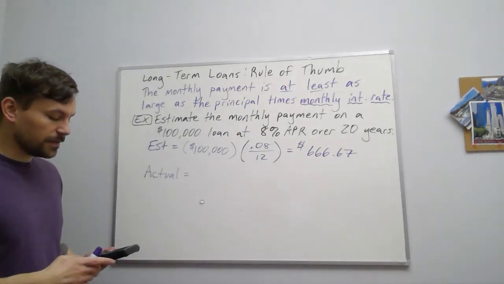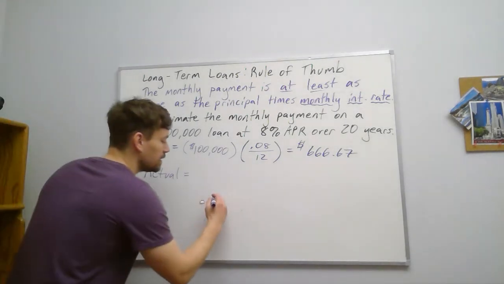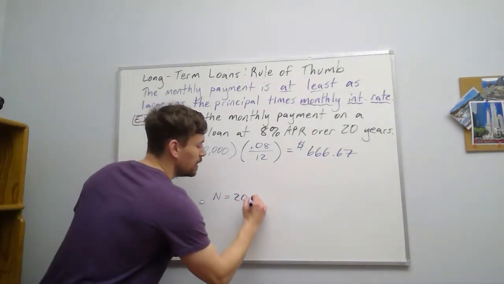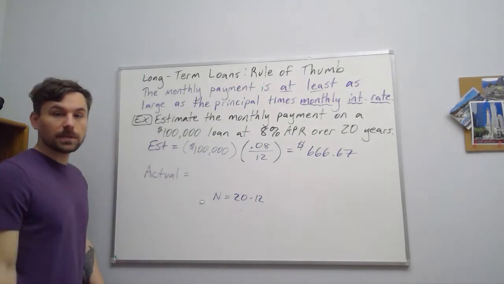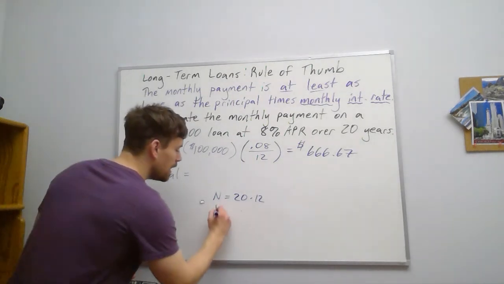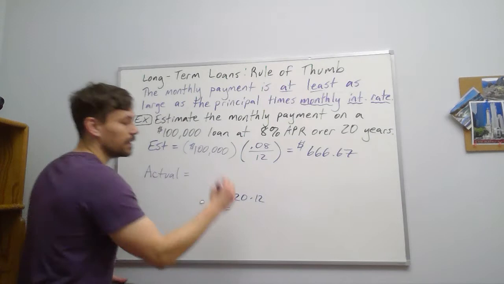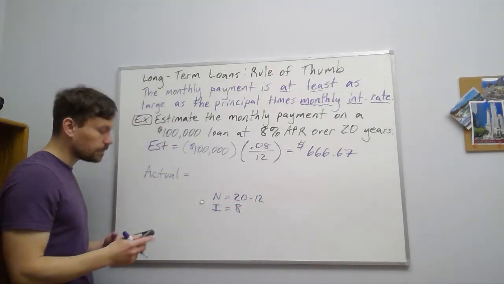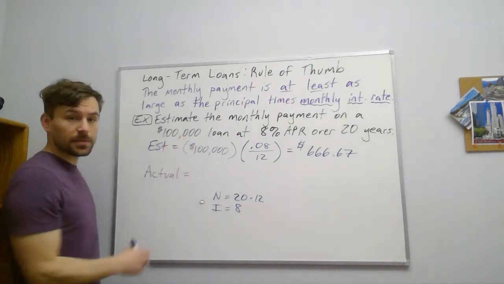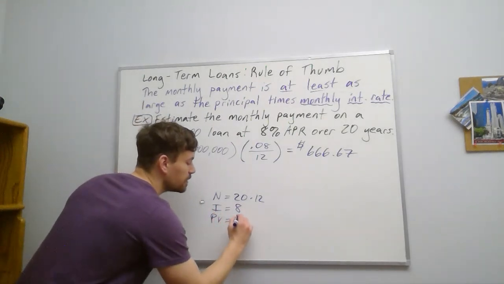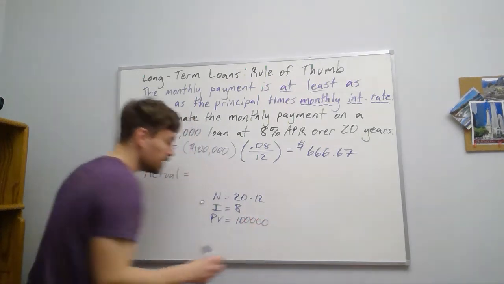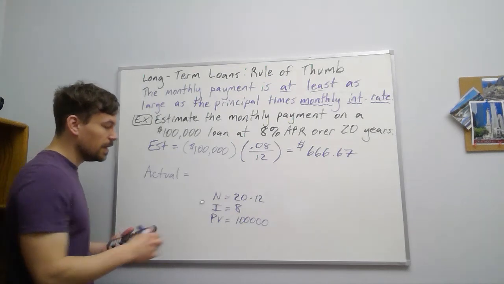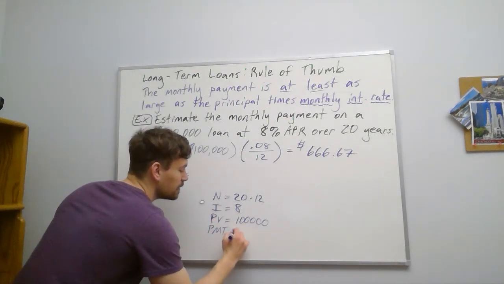And we could say, well, okay, let's go through and figure out N. We have 20 years and we're making monthly payments, so 20 times 12. I, our interest rate, well, that's just the regular APR, so that's going to be 8. The present value of the loan, that's the principal amount, so PV is going to be 100,000. We are going to solve for payment, so for right now, let's leave that blank.